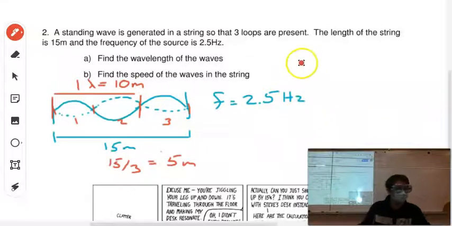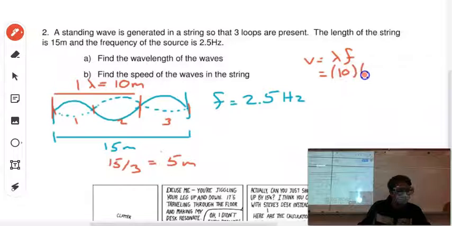And once we know the wavelength, we can find the speed using our universal wave equation as 10 meters times 2.5 hertz. Forgot meters here, which would be 25 meters per second.